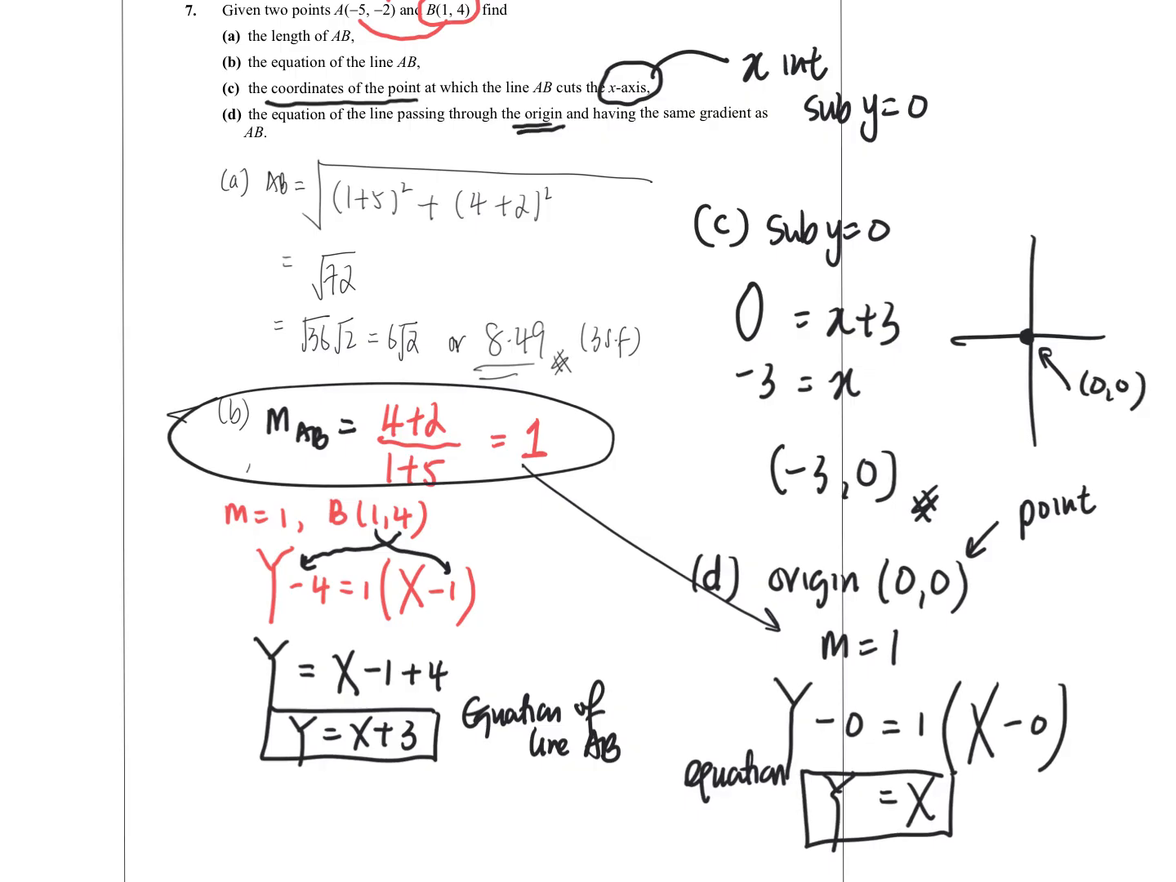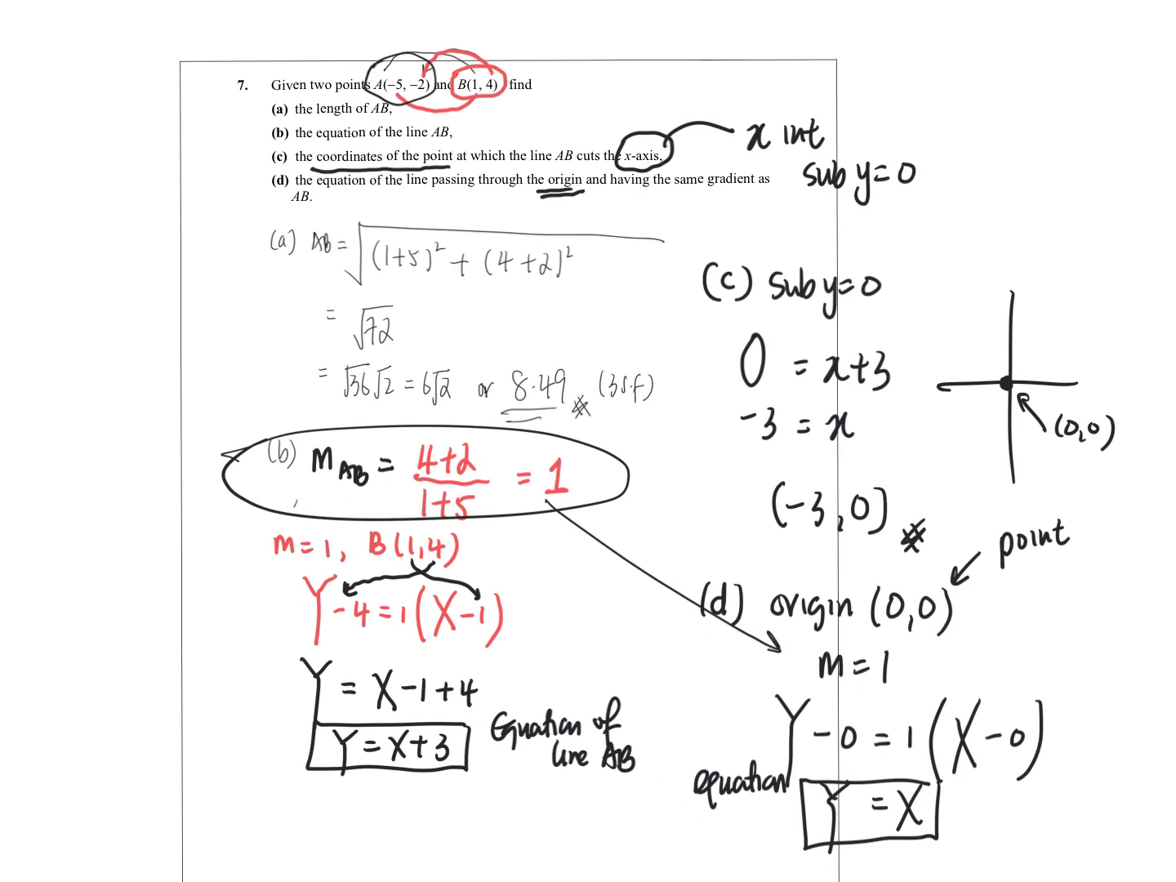So usually they will give me 2 points, right? Like point A and point B. But this one tells me that the point is (0, 0). So origin is (0, 0). Then they must give you another piece of information.